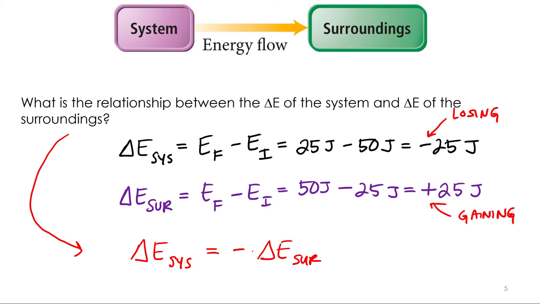And so if you knew that the change in energy of the surroundings was positive 25 joules, plug that in there: positive 25 times a negative equals negative 25. So you could figure out the change in energy of the system if you know the change in energy of the surroundings. So we just plug that in there. The delta E of the system equals a negative times a positive 25 joules. So a negative times a positive, that equals negative 25.